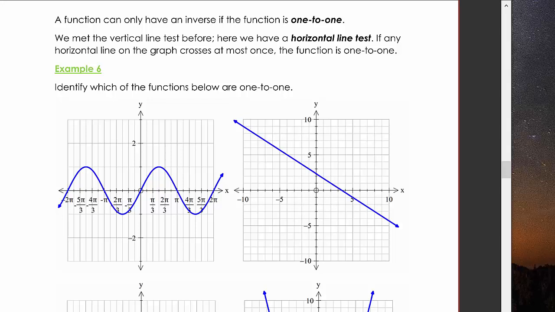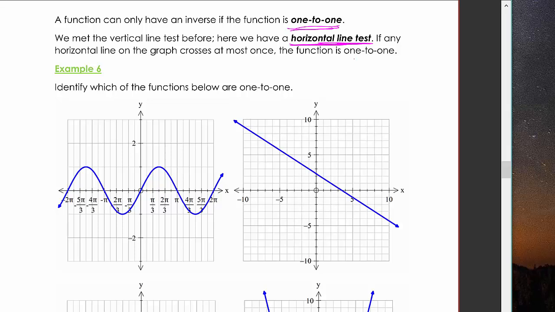Okay, so this follows on from what I was saying towards the end of the last lesson. A function can only have an inverse if the function is what's known as a one-to-one function. Now, we've met the vertical line test before, so you couldn't have a single x value giving two y values and it be a function. This one here means that we can't have two different x values giving us the same y. And that leads us to something called a horizontal line test.